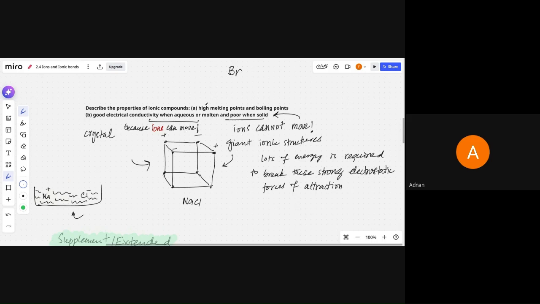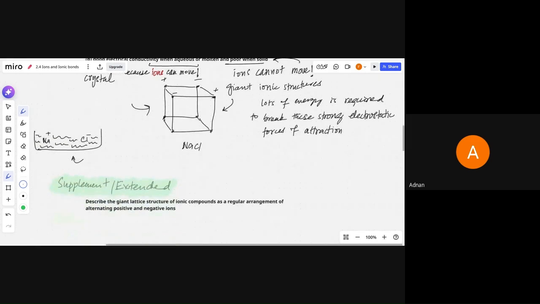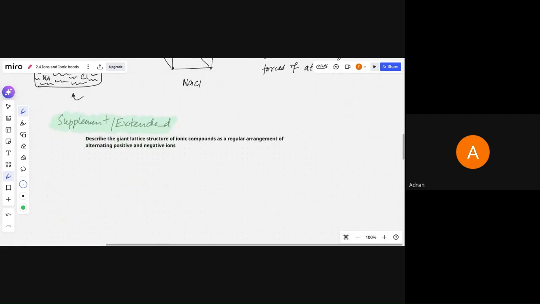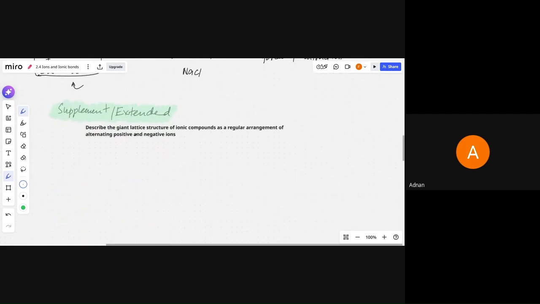Now we are moving on towards the supplement and extended topics. The first topic is: describe the giant lattice structure of ionic compounds as a regular arrangement of alternating positive and negative ions. I think I talked about this already in our previous topic, so let us talk about it again. An ionic compound has a giant lattice structure, right? Which means that the cations and anions are arranged alternately.